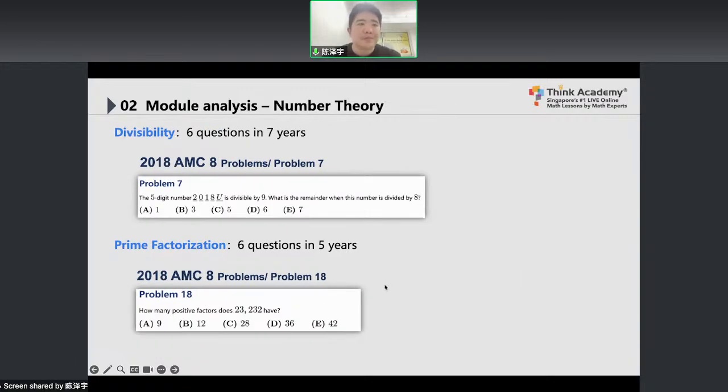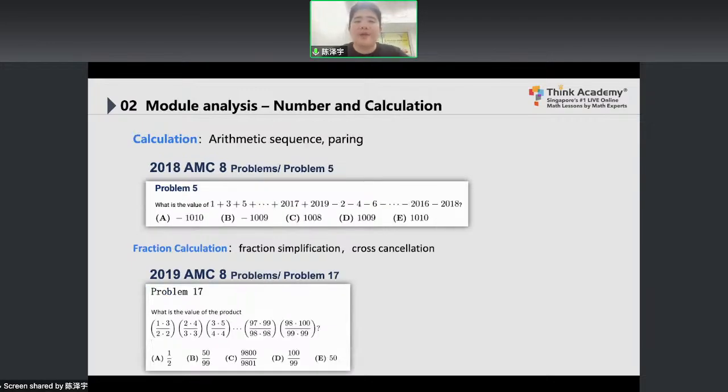And the number theory module is mostly very easy questions. It will test you the divisibility, but at most the divisibility of 9. These are very easy questions, and it will also test you the prime factorization. All right, last one, we have number and calculation. For calculation, it will ask you about fraction calculation. How can we do fraction simplification? How can we do the cross cancellation? It will also test you the arithmetic sequence. How can we calculate the sum of an arithmetic sequence? And how can we do the pairing to help us calculate very quickly?